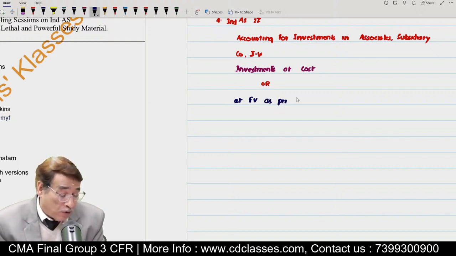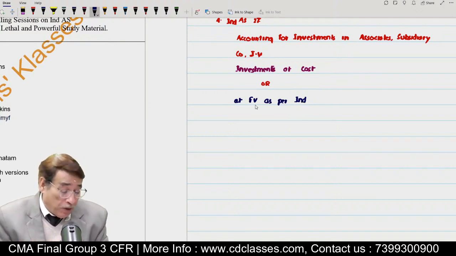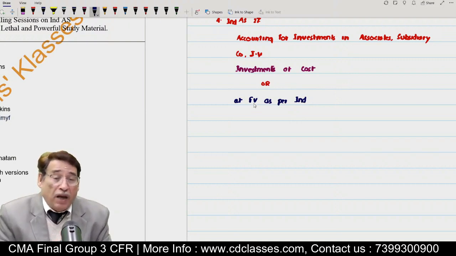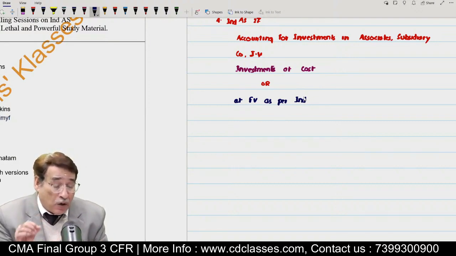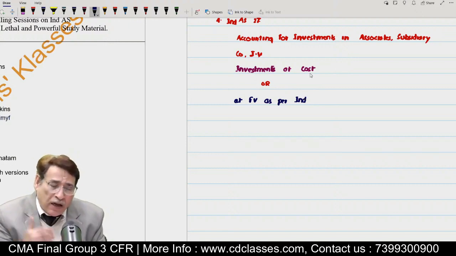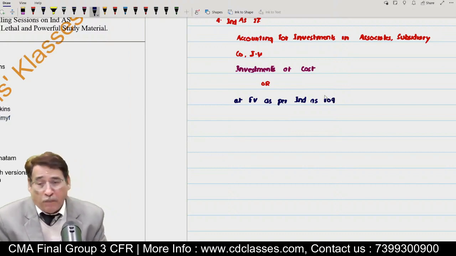I have already told you, Ind AS 109 deals with financial instruments. We will learn when we take the chapter on financial instruments, you will learn over there regarding Ind AS 109, 107 and 32. So Ind AS 109 states that everything should be recorded at fair value. I mean to say the investment will be recorded at fair value. So Ind AS 27 states that an entity can record the investment either at cost or it can record the investment at fair value as per Ind AS 109. Is it clear to you or not? So these are the important provisions.